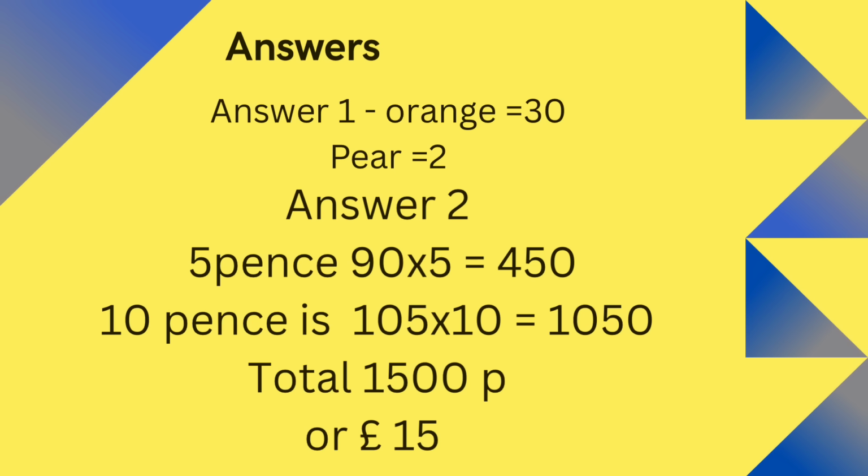Check your answers. Answer 1. Orange equals 30. Pear equals 12. Answer 2. 5 pence coins: 90 multiplied by 5. 10 pence coins: 105 multiplied by 10 is equal to 1050.